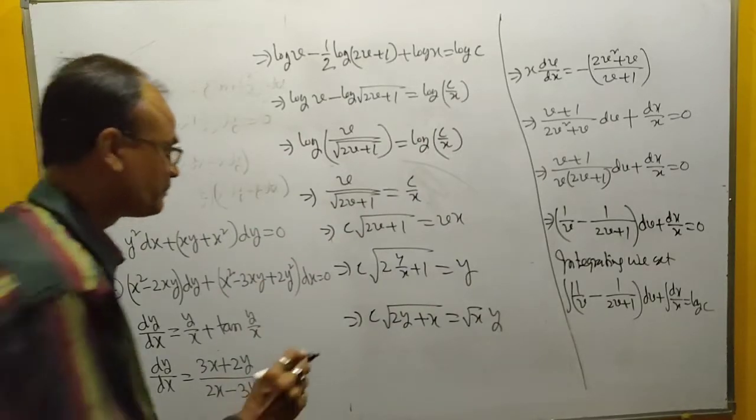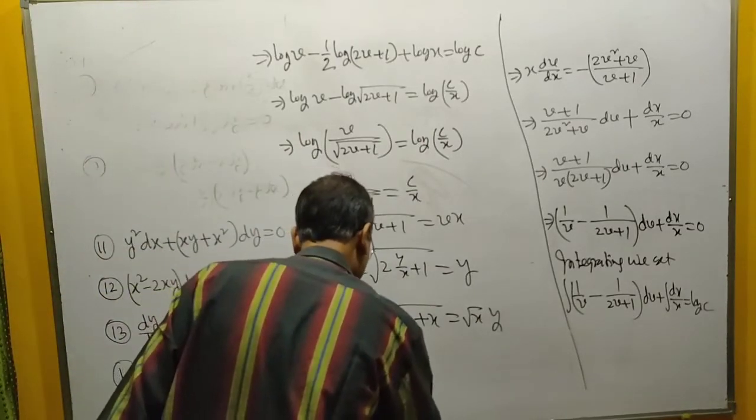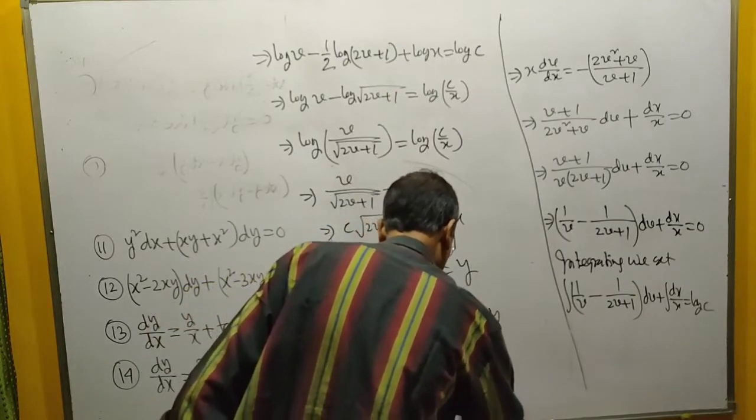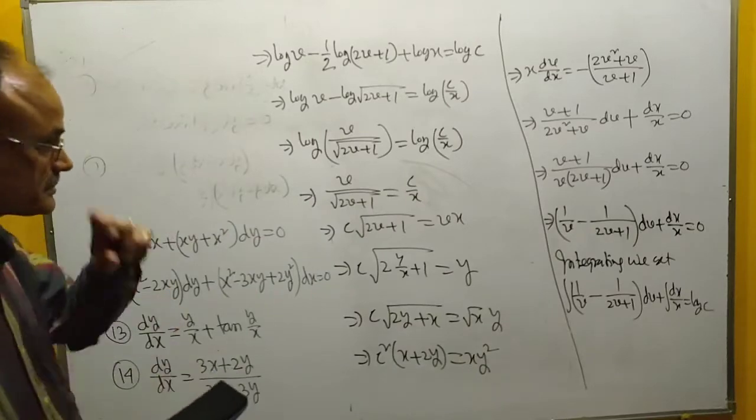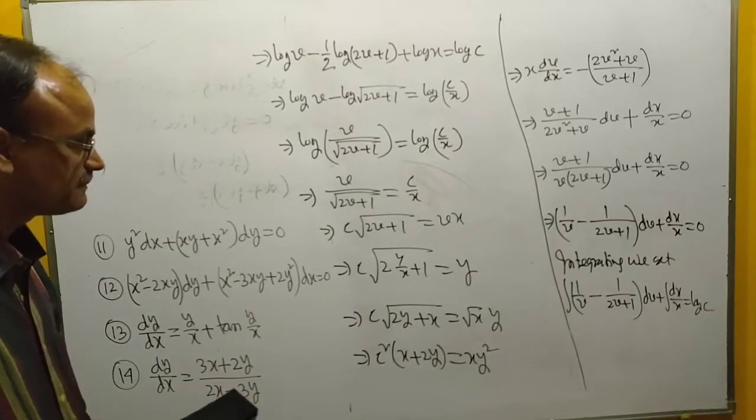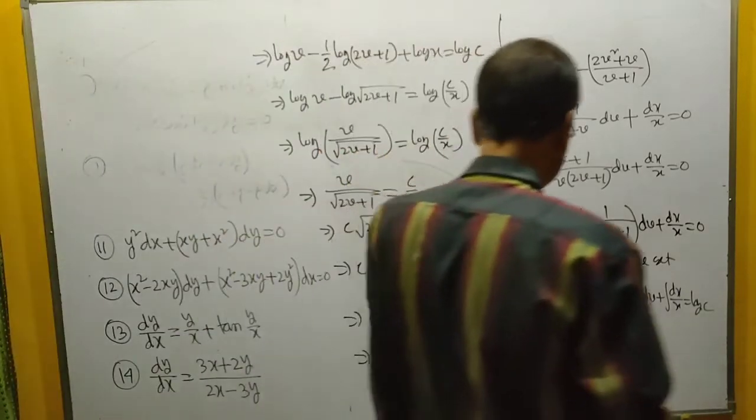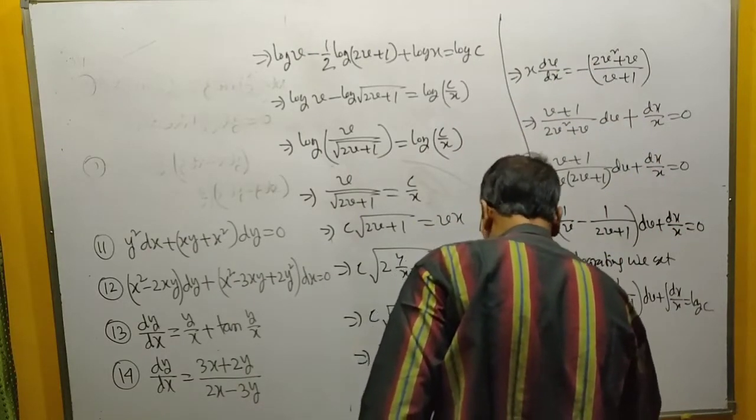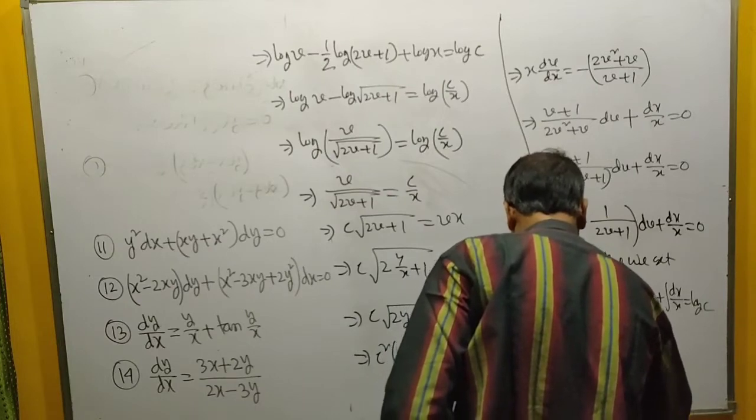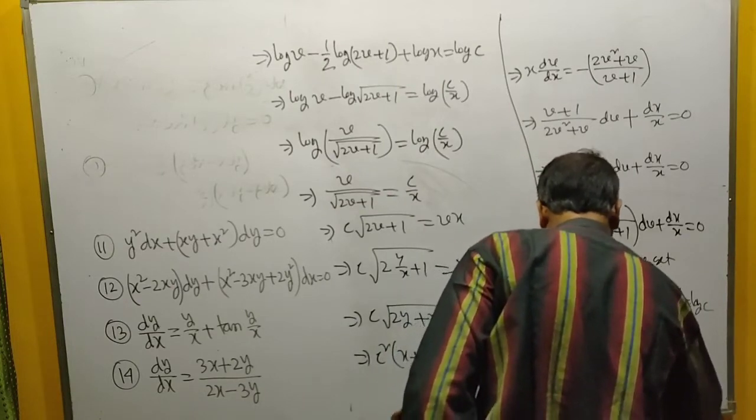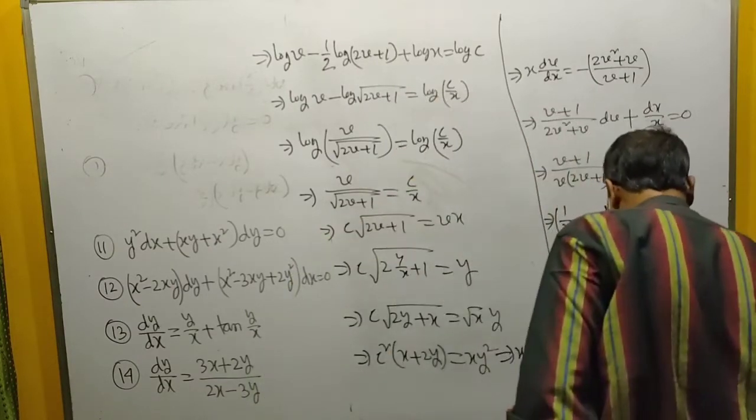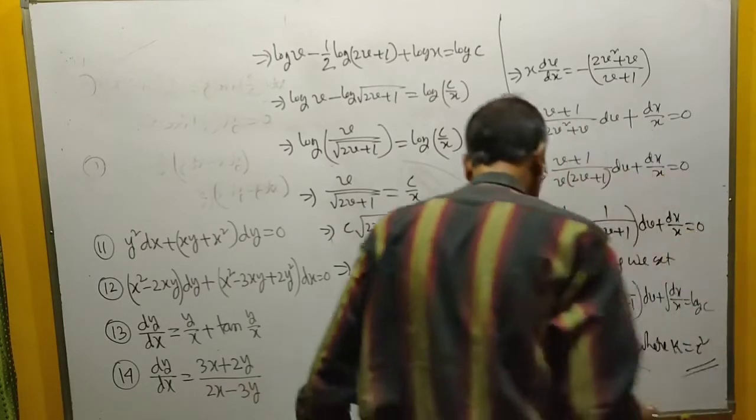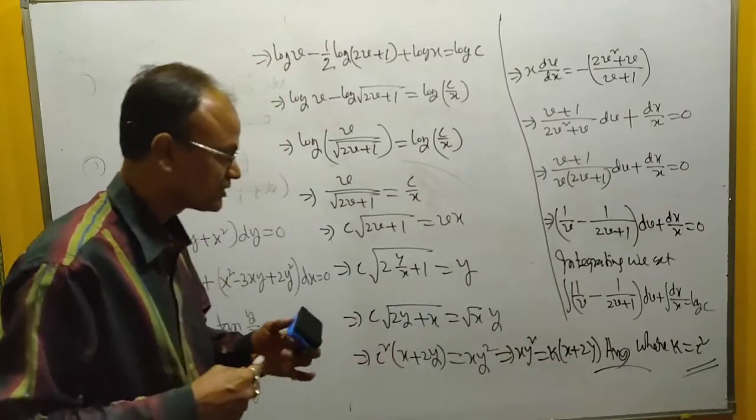Or c square x plus twice y is equal to x into y square. Or x y square equal to k times x plus twice y, where k is equal to c square. This is the solution of the differential equation.